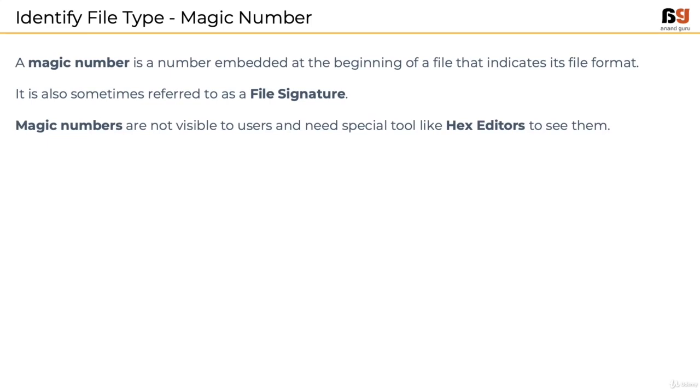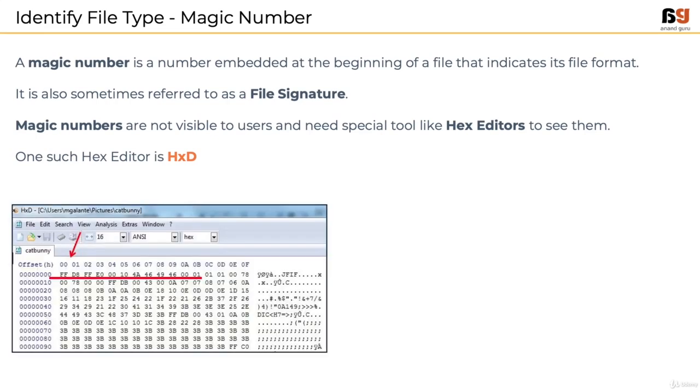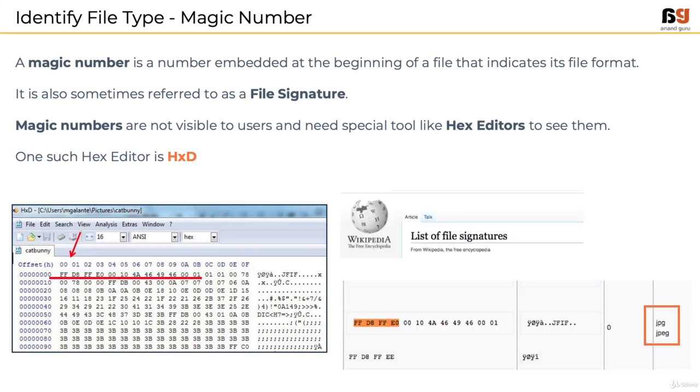Though magic numbers are not visible to users, there are specialized tools called hex editors to see the magic number. One such tool is HxD. As shown in the image, when a file is loaded onto HxD, the very first few bytes indicate the file type. In this case, it is FFD8FFE0, which denotes a JPEG file. The list of all file signatures is recorded in Wikipedia. A link to the same is provided in the resource section of this lesson.